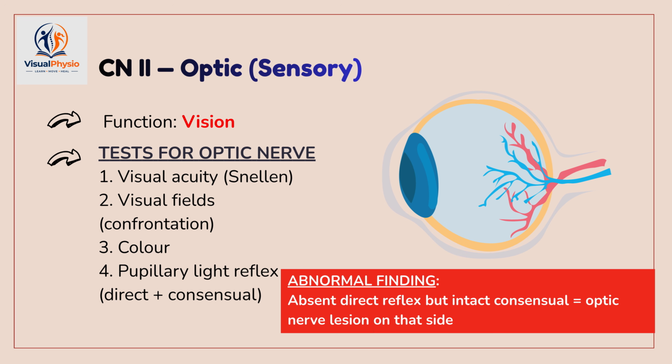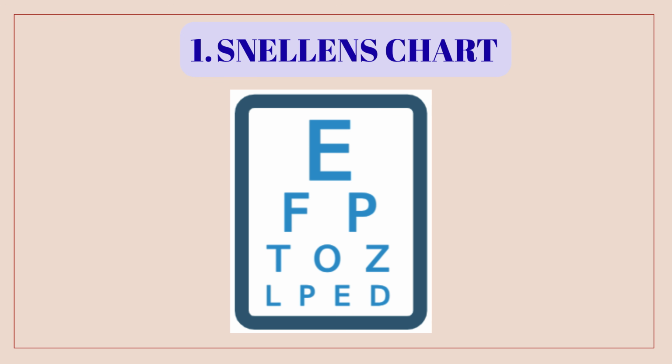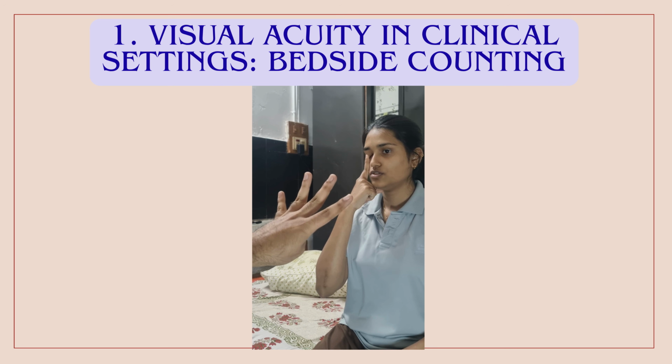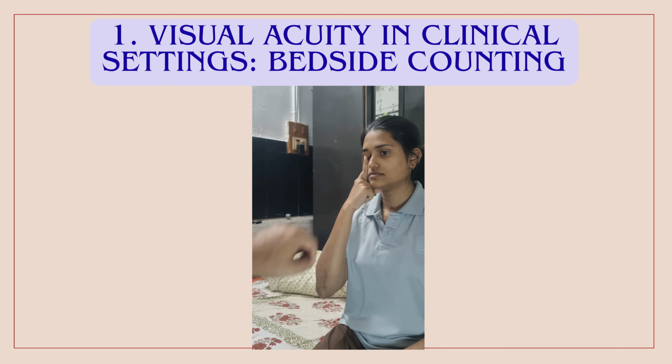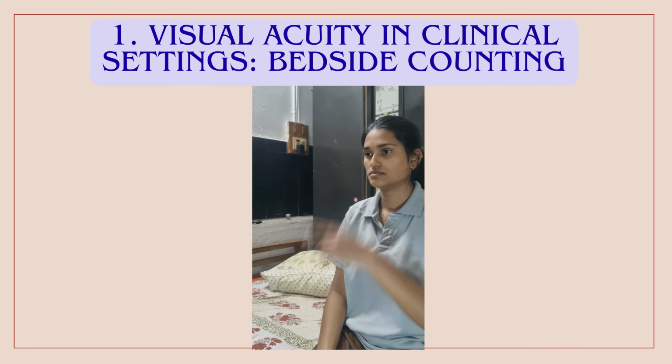There are four important things to assess: visual acuity, visual field, color, and the pupillary light reflex. For visual acuity, we use Snellen's chart. Test each eye separately and ask the patient to read the smallest line they can see. If the patient cannot read the chart, we can use progressively simpler methods such as counting fingers or detecting hand movements, depending on the clinical situation.